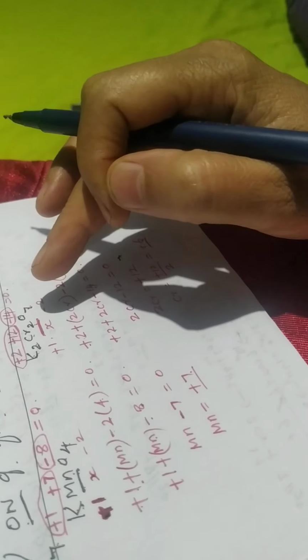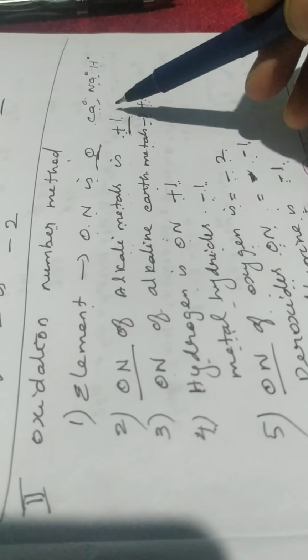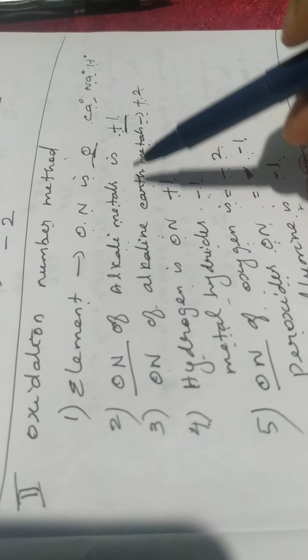To find out the oxidation number, as I told you, you have to know all these rules. In the natural or elementary state, the oxidation number of all the elements is 0. For alkali metals it is +1, and for alkaline earth metals it is +2. For hydrogen it is +1, and in metal hydrides it is -1. The oxidation number of oxygen is -2, and mainly in peroxide it is -1. And the oxidation number of fluorine is always -1. Like this you should know the rules for writing the oxidation number. Is it clear? Okay.